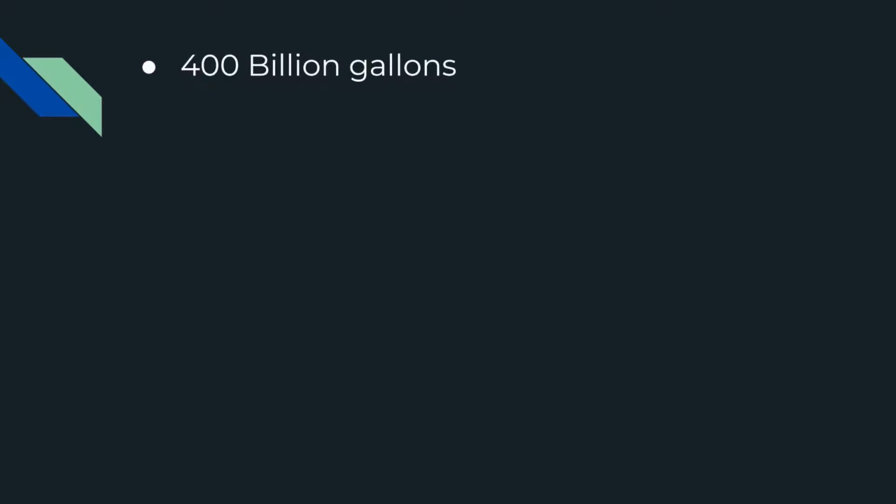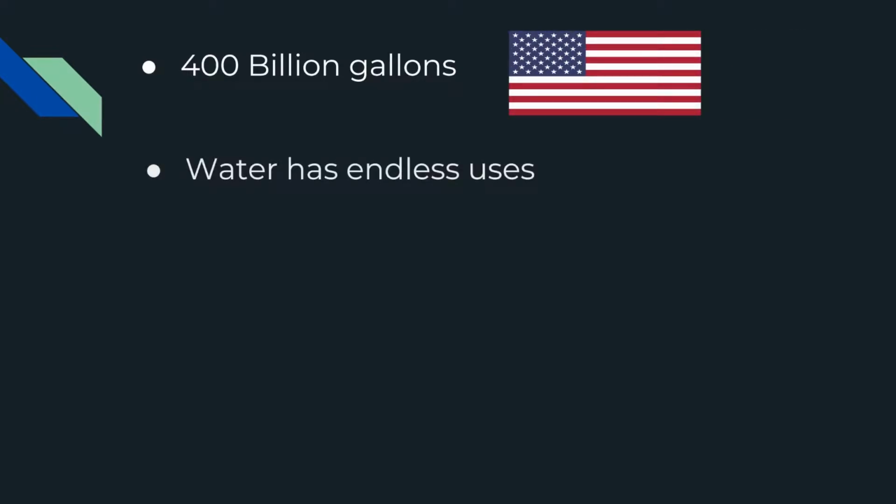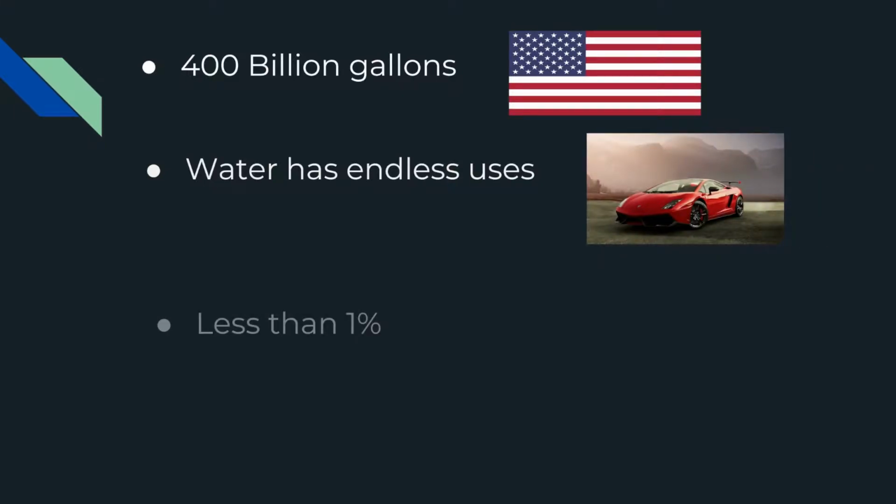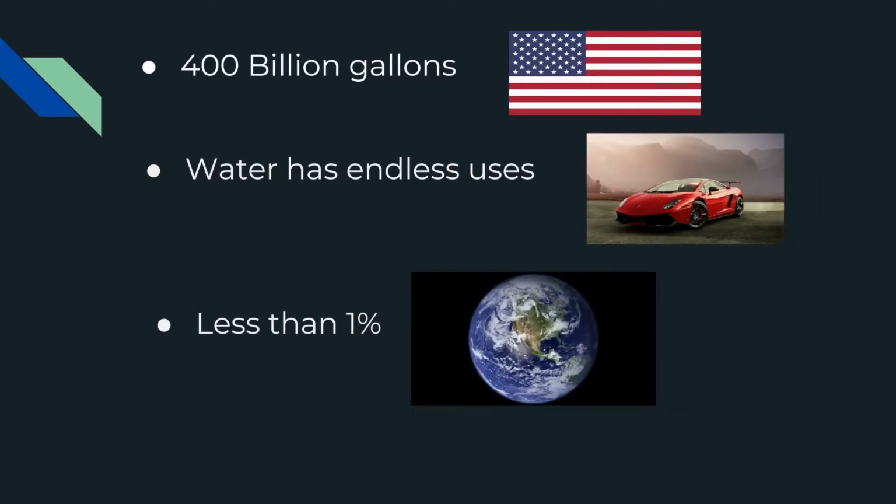Water is a necessity. 400 billion gallons of water are used in the U.S. every day. Water is needed to make things that we wouldn't have thought needed water, like plastic, paper, jeans, and cars. But less than 1% of Earth's water supply can be used as drinking water. This means that we need to find ways to conserve our water.